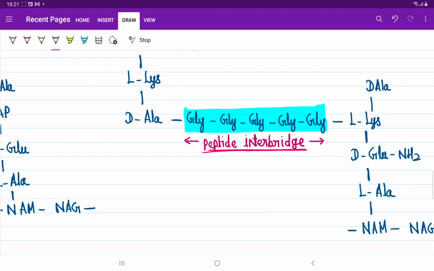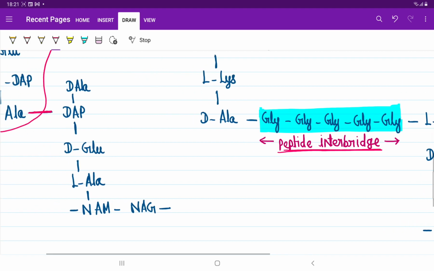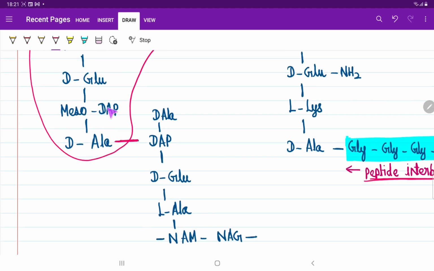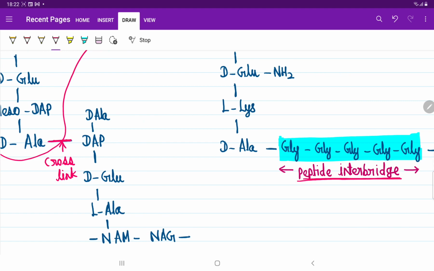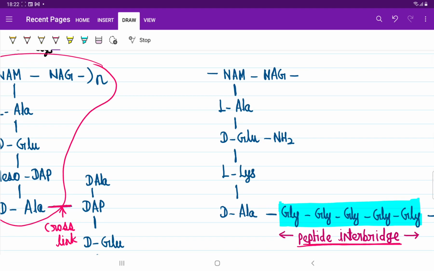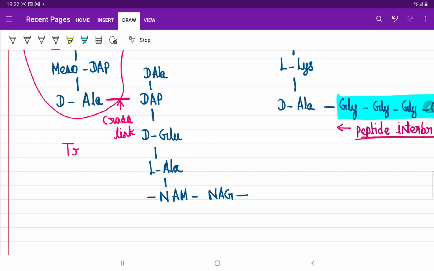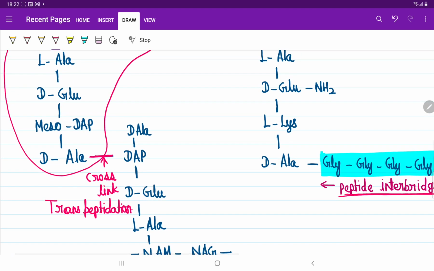Now, this link formed between the two, I mean this one N-acetyl glucosamine, N-acetyl muramic acid and their tetrapeptide chain, is called a cross link. I'm writing here cross link, and if they are connected by polyglycine, then we will call it a peptide interbridge. So in these two ways the tetrapeptides are connected. Now the reaction which forms this peptide cross link during peptidoglycan synthesis is called transpeptidation. Transpeptidation is a very important, very unique phenomenon. We will see that in detail in another video.